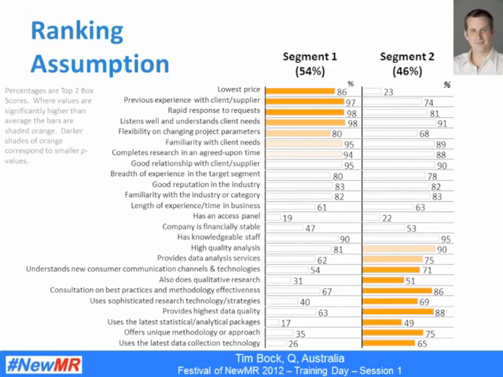So segment 1, strongly interested in price, previous experience with clients and suppliers, rapid response to requests, understanding, listening, flexibility, familiarity with the client. Choose the jargon of economics. Segment 1 are people who believe that clients are primarily concerned with transactional costs. Or, in simpler language, segment 1 believe that clients just want an easy life. They want to be able to easily buy research and have minimal effort and hassle.